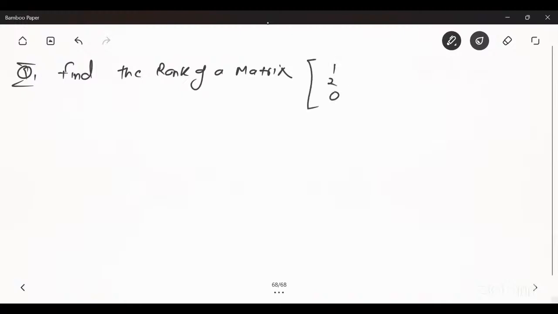One two zero, 431, minus 102. Okay, so you have to find the rank of that matrix. How can we find it? Firstly, check by the determinant method.